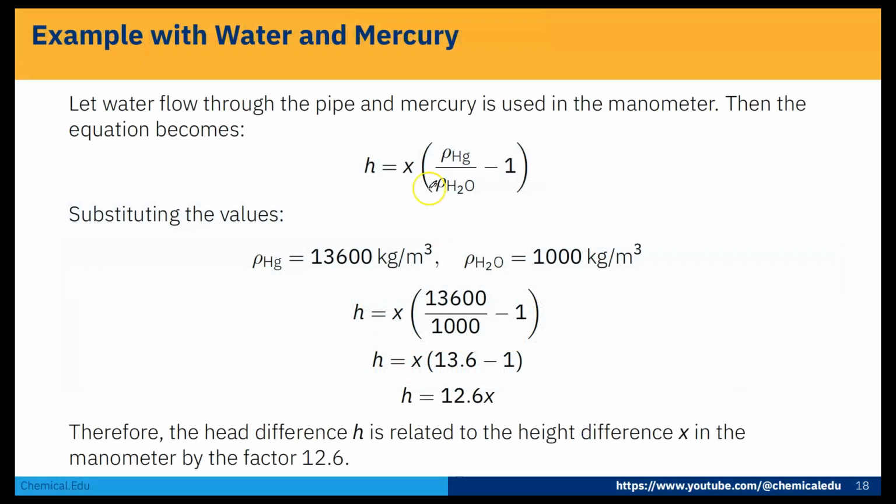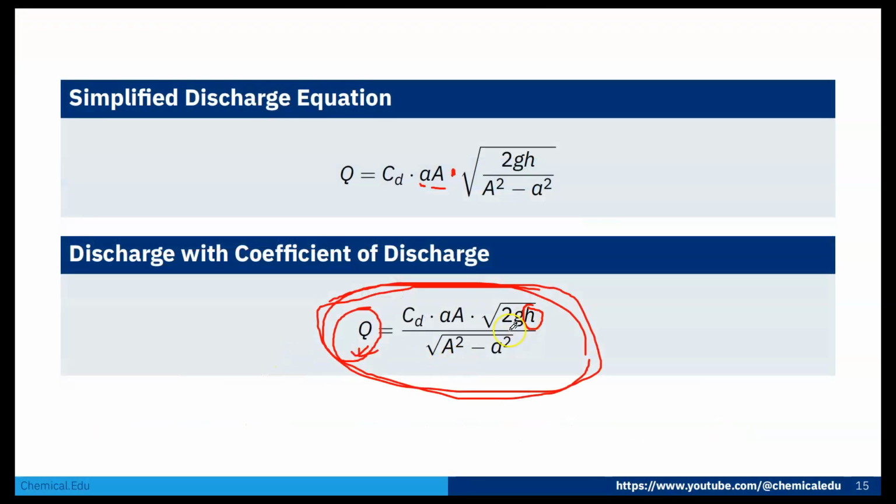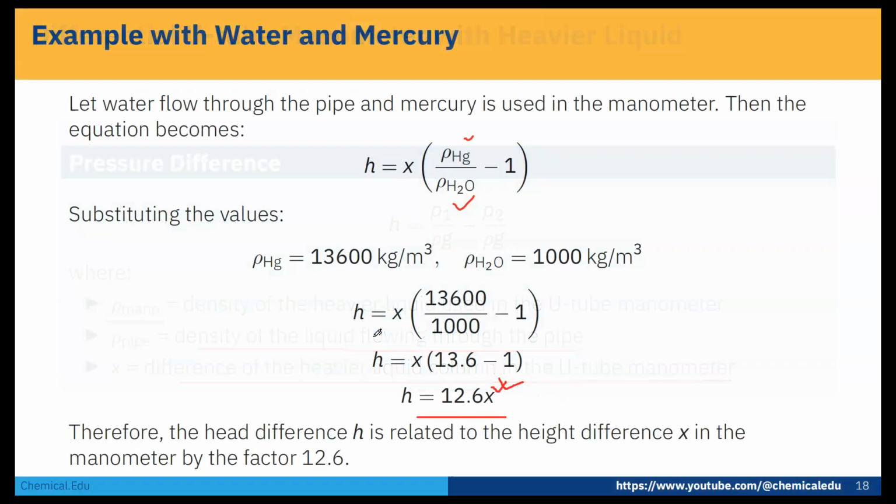So now from here we can easily know that H is equal to X into rho Hg by rho H2O minus 1, if we consider that the manometer liquid is mercury and the fluid flowing through the pipe is water. Now if I plug in all these values, H will be nothing but 12.6 into X. So if we know the X, H will be 12.6 into X. Based on that we can easily calculate H, and then we can plug that into the original formula, and then we can easily calculate what will be the discharge.